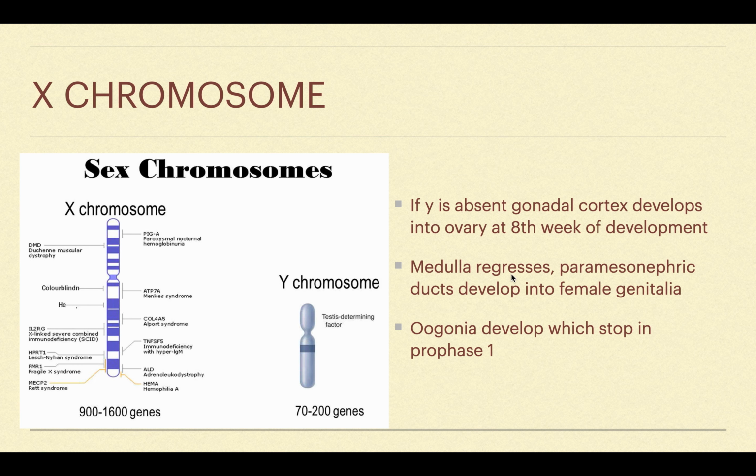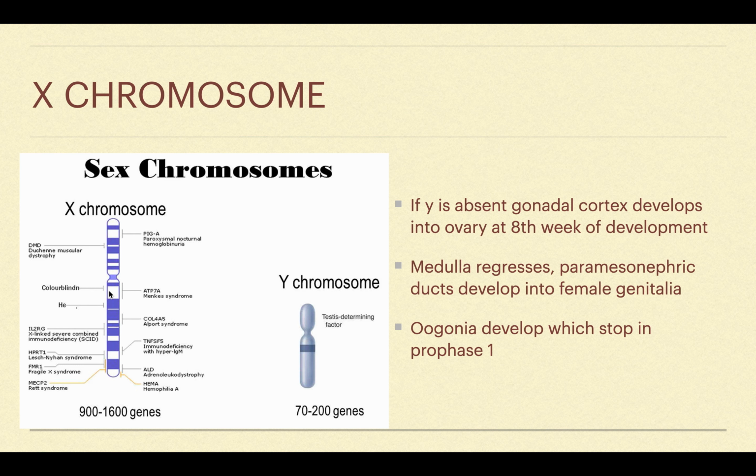The medulla will regress, the paramesonephric ducts will develop into the female genitalia, and by medulla I mean the kidney medulla, and the oogonia will start to develop, and then it will be arrested in prophase 1. Oh, remember here, this is the section where Menkes syndrome will occur, ATP7A. Remember, that's a copper excretion problem, a copper accumulation problem.